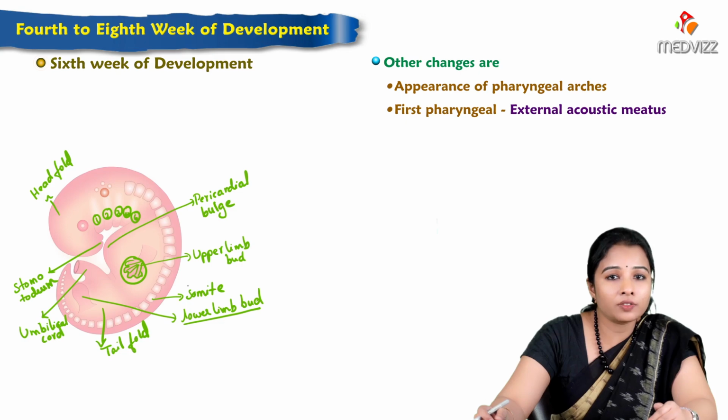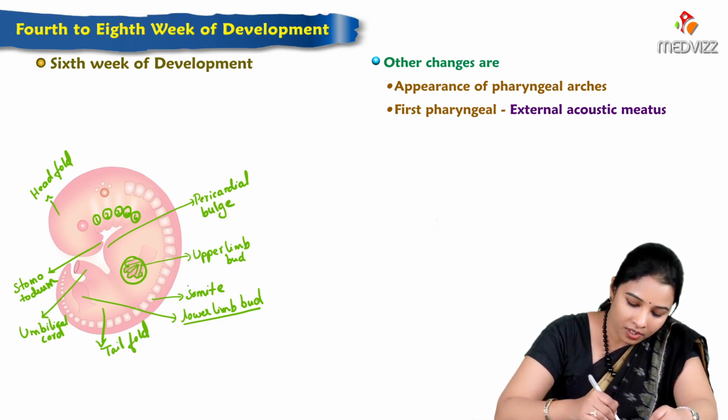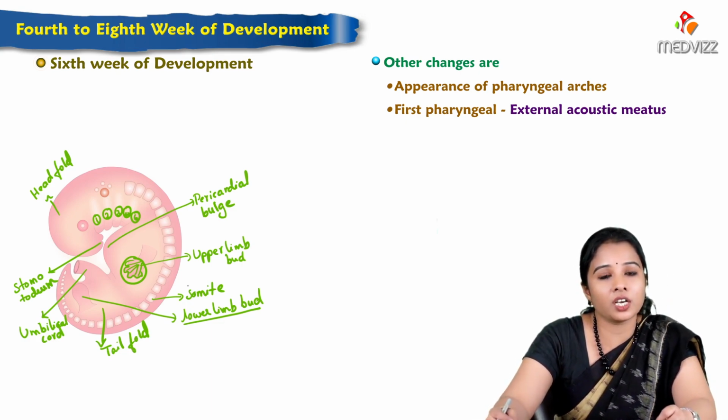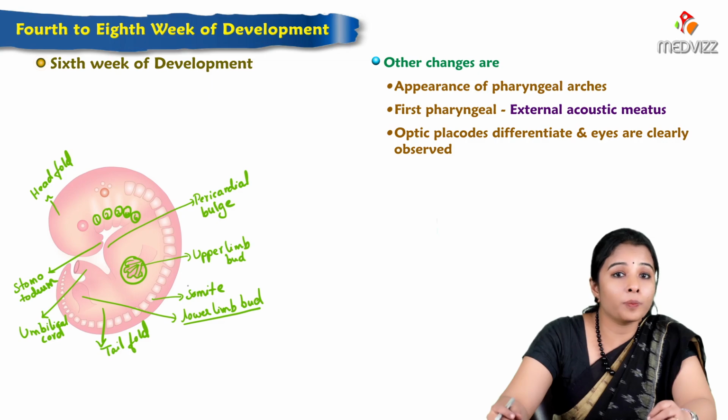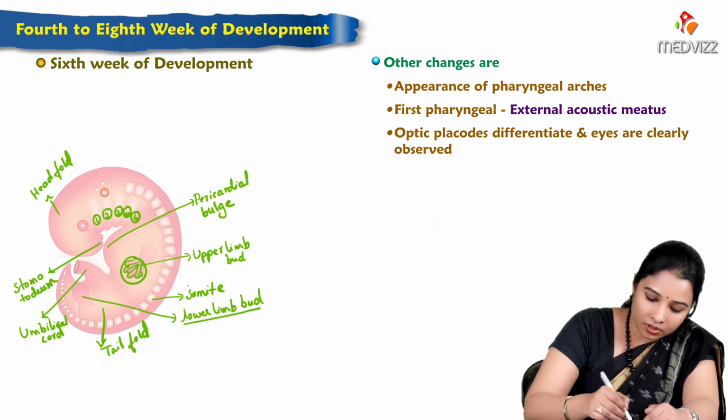First pharyngeal cleft forms the external acoustic meatus. So the cleft forms the external acoustic meatus, which we will discuss along with the pharyngeal arch. And we can see the optic placodes, which differentiate to form the eyes, are clearly observed. So this is optic placodes.